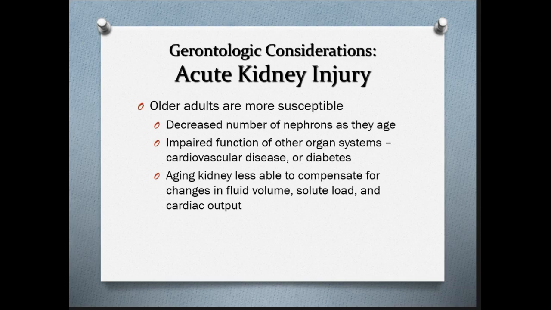When pharmacologic and dietary management strategies are no longer effective to maintain fluid and electrolyte balance and prevent uremia, dialysis or kidney transplantation is considered. A number of considerations affect the choice of long-term treatment. Hemodialysis and peritoneal dialysis each have advantages and disadvantages.